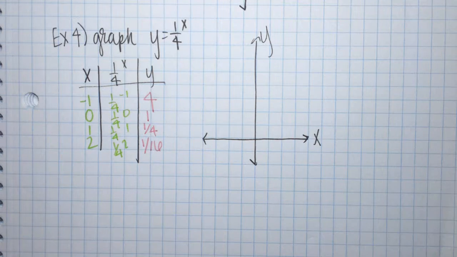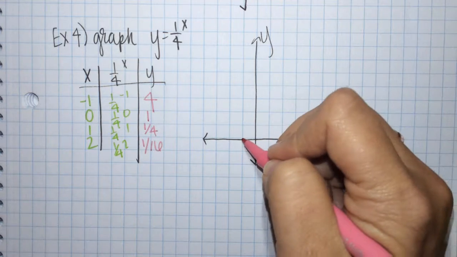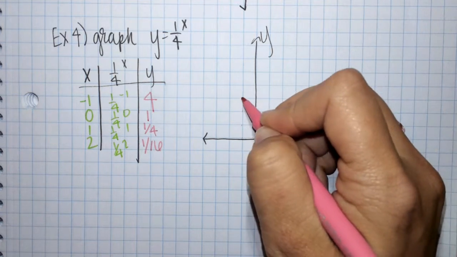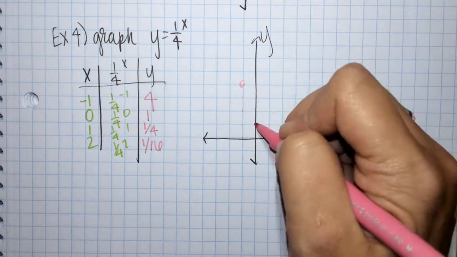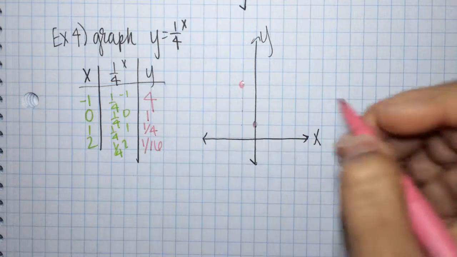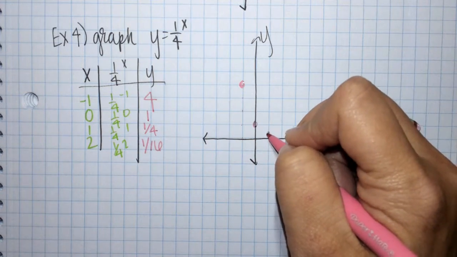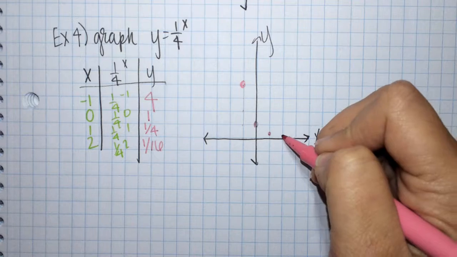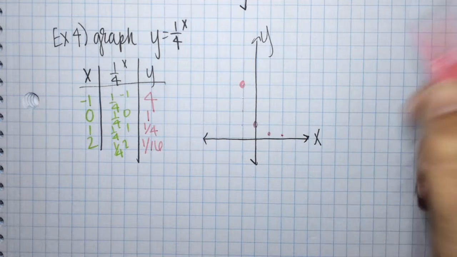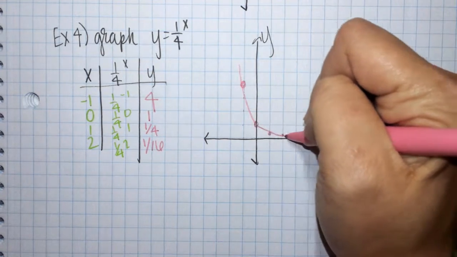Alright, -1 to the 1, 2, 3, 4. 0, 1. Now 1 and a 4th, you just go right 1 and then up a baby bit. 2 to the 1/16th, you go right 2 and up a baby bit more.